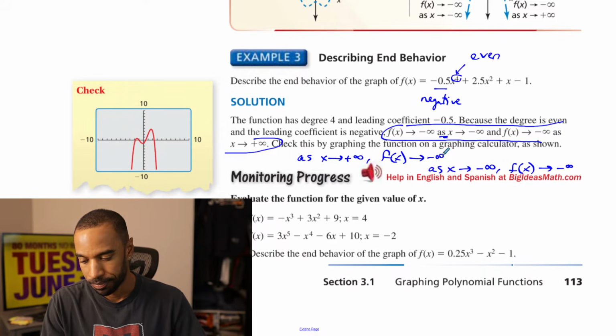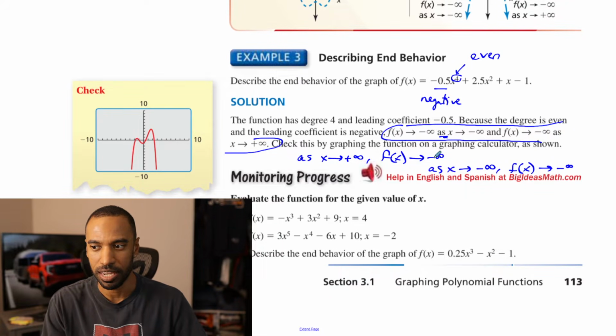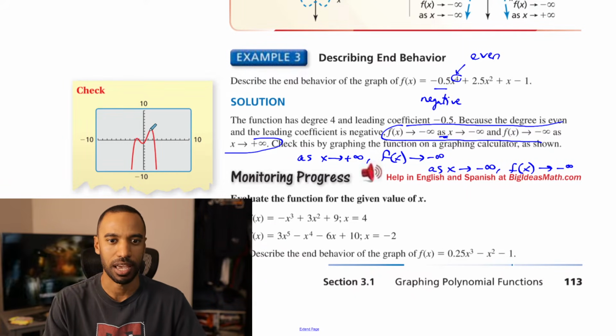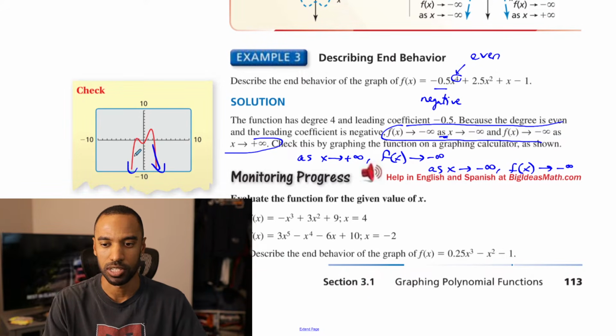As long as you have it in the right order. I say positive infinity here, that's got to be negative infinity, etc. And here's the actual graph according to a graphing calculator. So it does have some turns along the way. However, the end behavior is it starts down and finishes down.